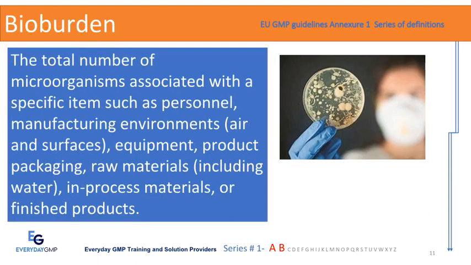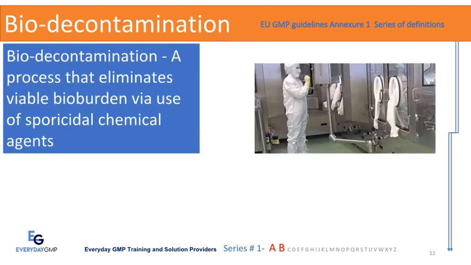Bioburden: the total number of microorganisms associated with a specific item such as personnel, manufacturing environments, air and surfaces, equipment, product packaging, raw materials, including water, in-process materials, or finished products. Biodecontamination: a process that eliminates viable bioburden via use of sporicidal chemical agents.